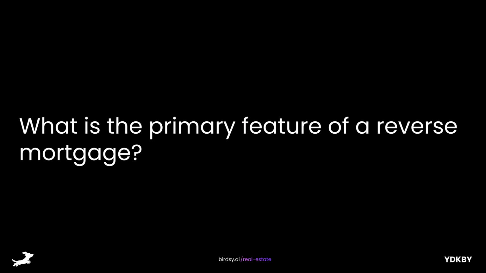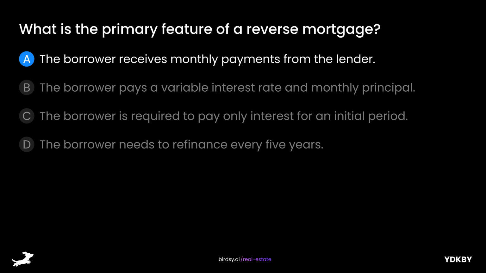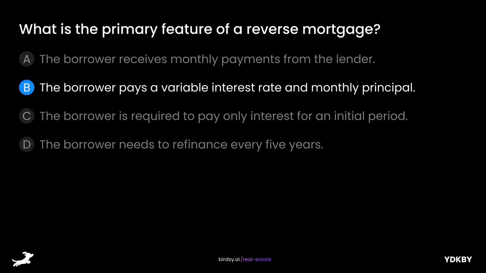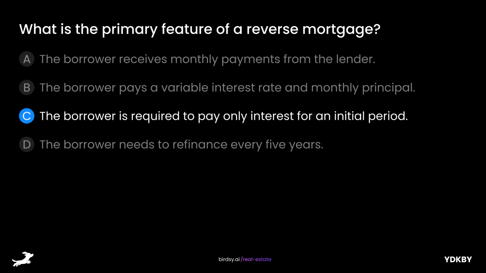What is the primary feature of a reverse mortgage? Is it A, the borrower receives monthly payments from the lender? B, the borrower pays a variable interest rate and monthly principal? C, the borrower is required to pay only interest for an initial period? Or D, the borrower needs to refinance every 5 years?